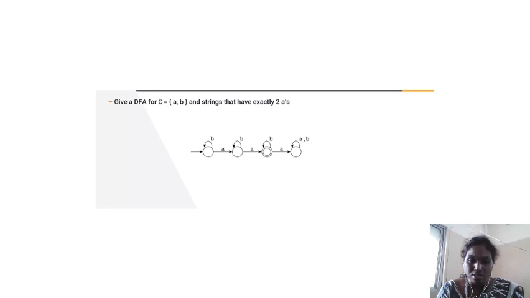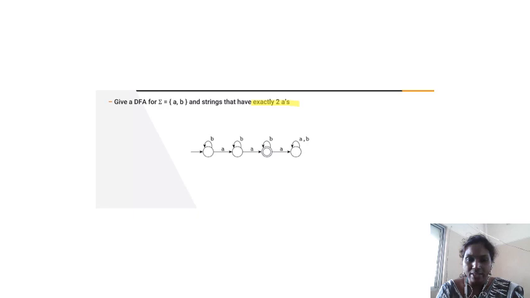So the input is: if 1 A comes, it goes to the next state; next A, it goes to the final state. Why have I given the final state here? Because exactly two A's goes to the final state. Okay, if it is 3 A's also no issues, but exactly 2 A's goes to a final state. If more than 2 A's is there, it will not go to the final state. That exactly 2 A's is the given question.